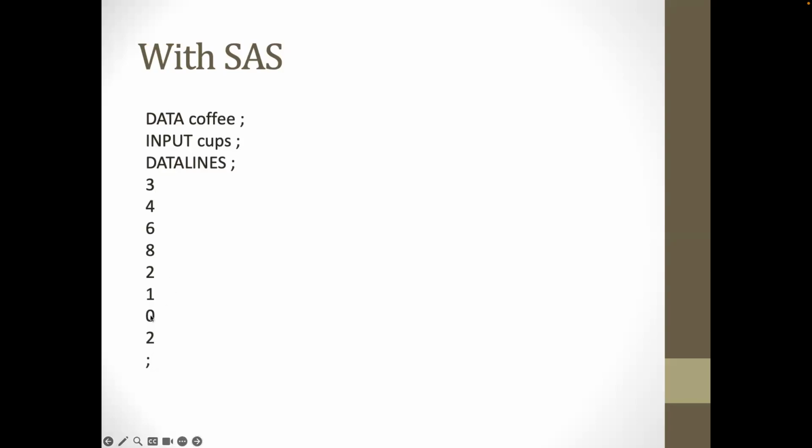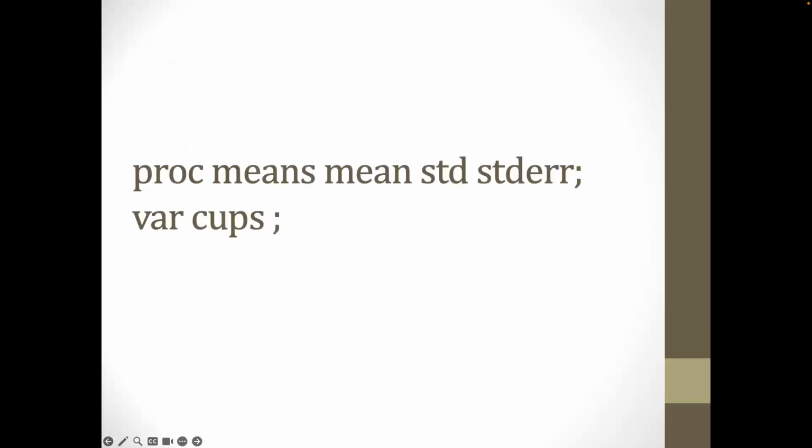And since we only have one variable, it's one number per line, and a semicolon after the last line of data. Now that we have our data, we could do proc means, mean, STD for standard deviation, and STDERR for standard error. And var cups, var is the variable we want the mean, standard deviation, and standard error for.